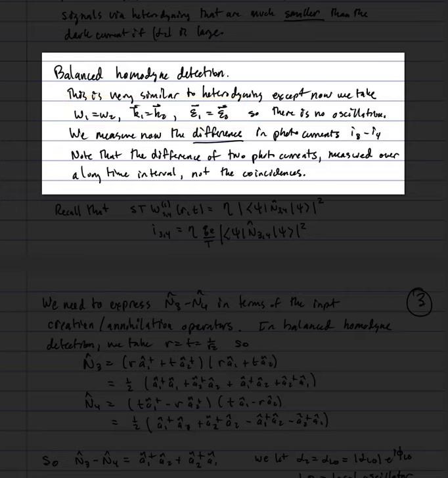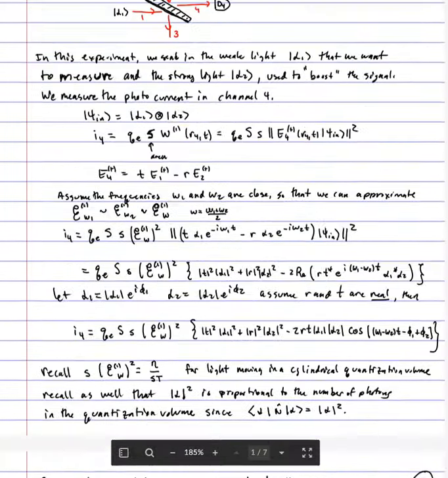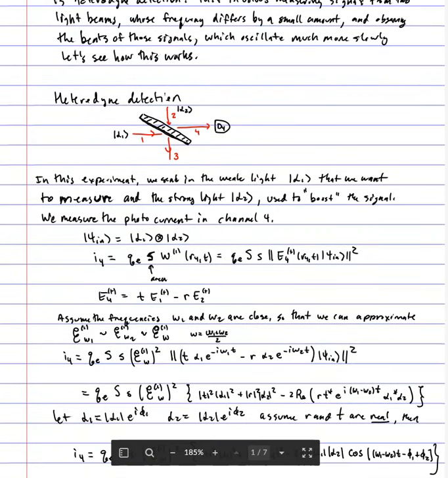So there's actually no oscillation term now. There's going to be just an overall constant phase factor that's going to be multiplying that state that I have to take the norm of, and I can take that constant phase out and it will leave me just a constant photocurrent. And what we're going to be measuring now is the difference in the photocurrents, I3 minus I4, between those two channels.